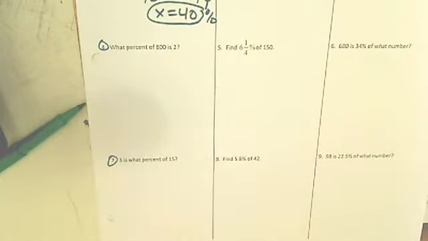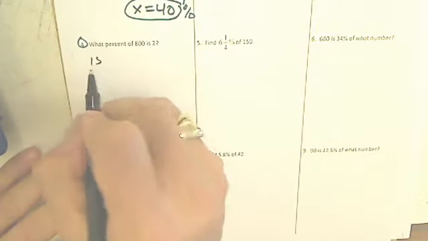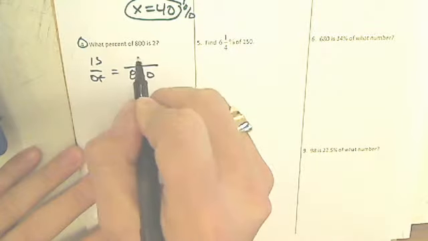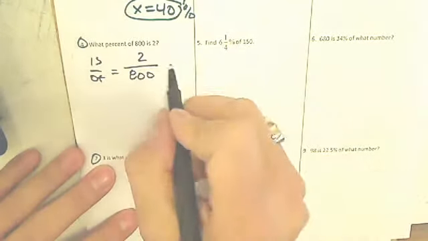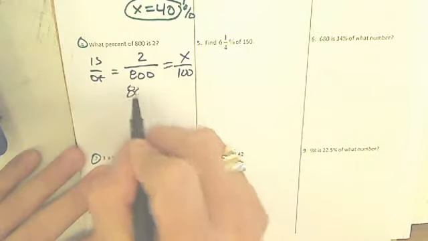Okay. All right. So here again, you guys don't rush through this. It's going to be is over of. So you have 800 on the bottom, 2 on top. It's a very small number. You still have x over 100. So cross multiply. Don't skip this step.